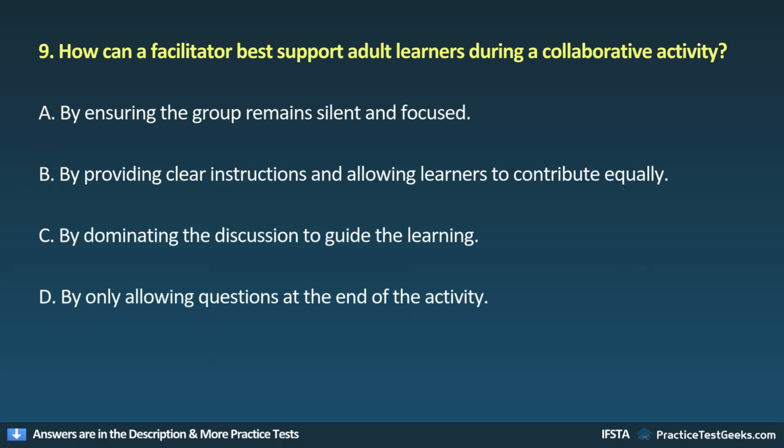9. How can a facilitator best support adult learners during a collaborative activity? A. By ensuring the group remains silent and focused. B. By providing clear instructions and allowing learners to contribute equally. C. By dominating the discussion to guide the learning. D. By only allowing questions at the end of the activity.